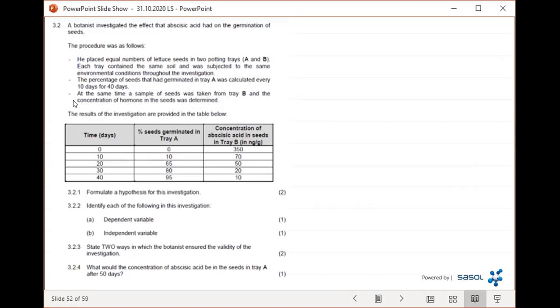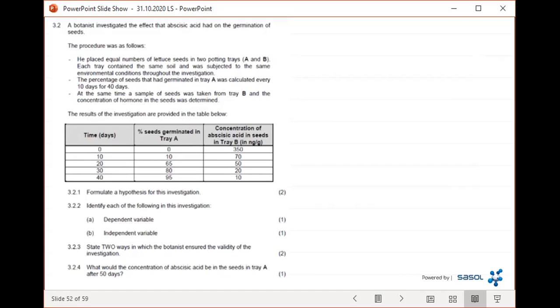Already, as you are reading the procedure, you are told what was kept constant. So guys, when approaching such questions, please have a highlighter, a colored pen, or a pencil, and underline the important factors or things that you are given in these statements. Right? Then we move on to the second point.